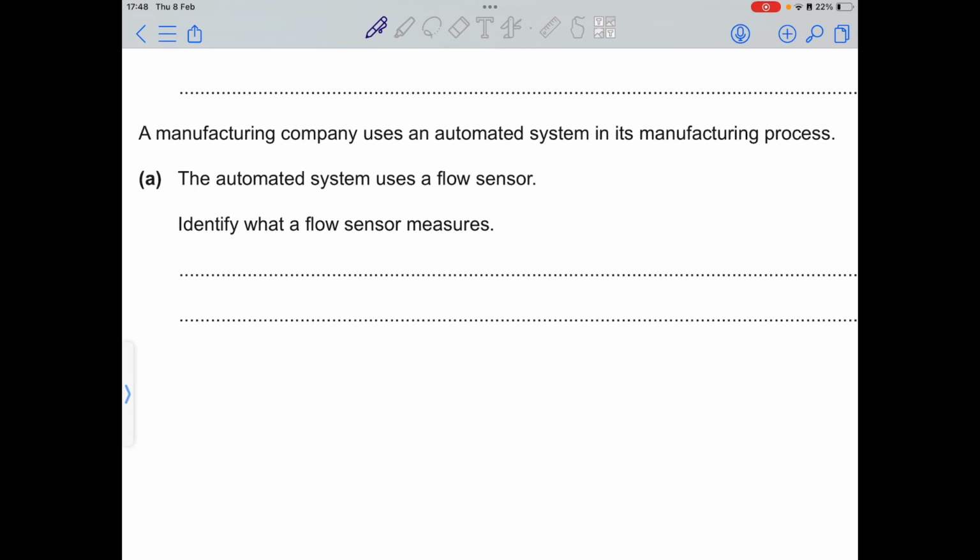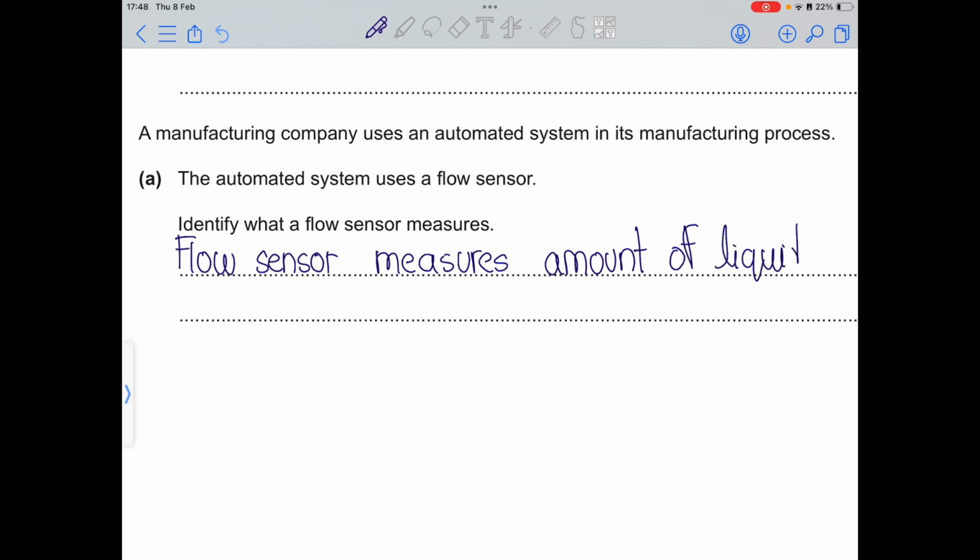So a flow sensor measures the amount of fluid, the amount of liquid flowing through an environment. All right, flowing through an environment.